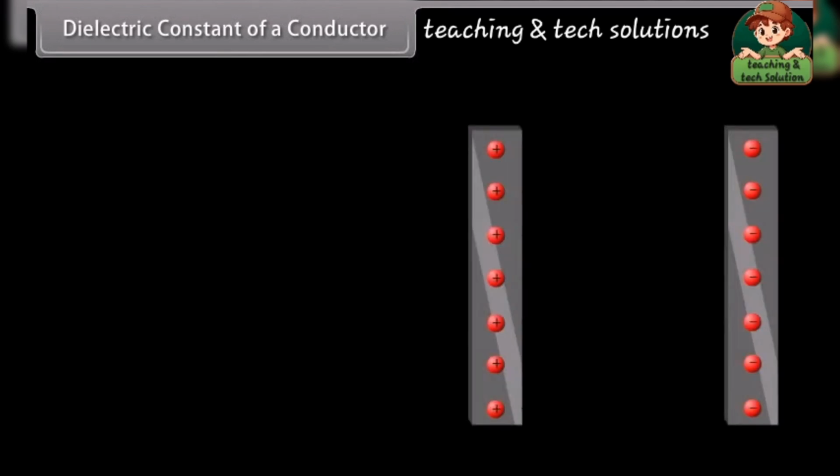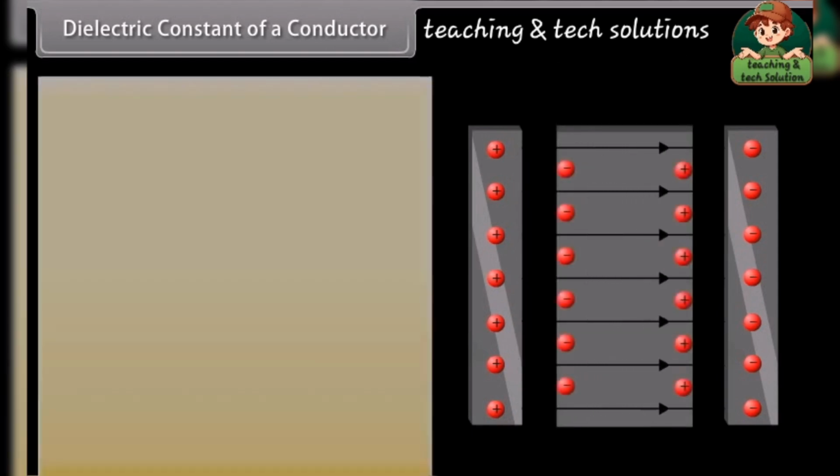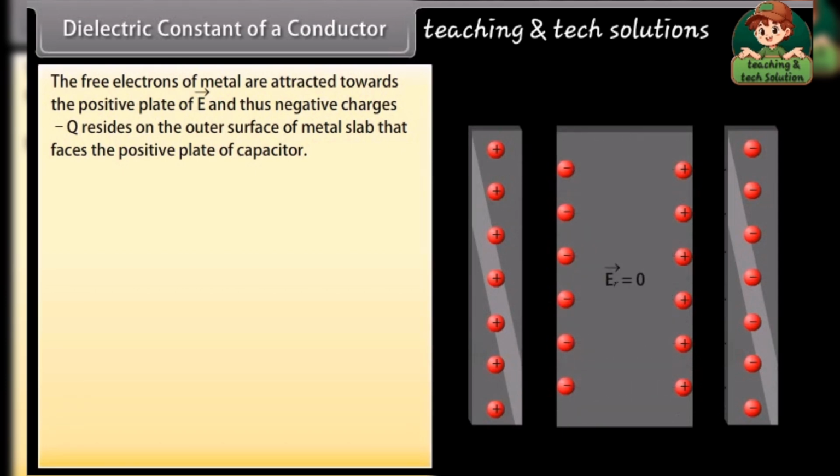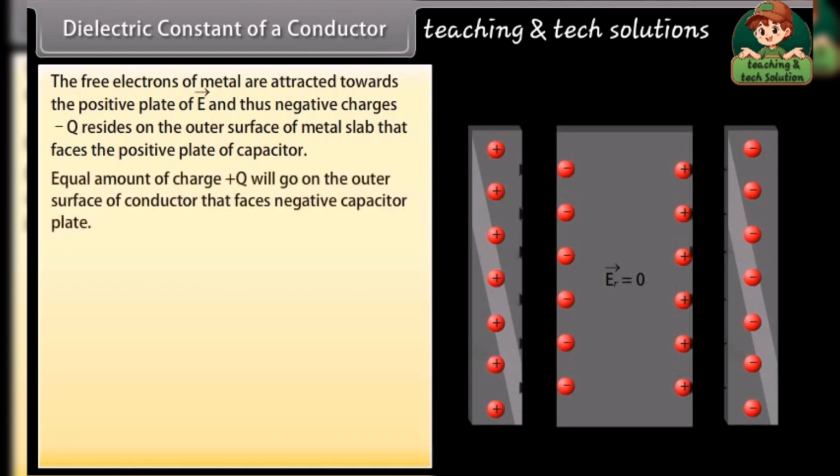Dielectric constant of the conductor. Let us consider an external uniform electric field E between two charged capacitor plates. Now a conducting slab is introduced in the field. The free electrons of metal are attracted towards the positive plate, and thus negative charge minus Q resides on the outer surface of the metal slab that faces the positive plate of the capacitor. Equal amount of charge plus Q will go on the outer surface of the conductor that faces the negative capacitor plate.